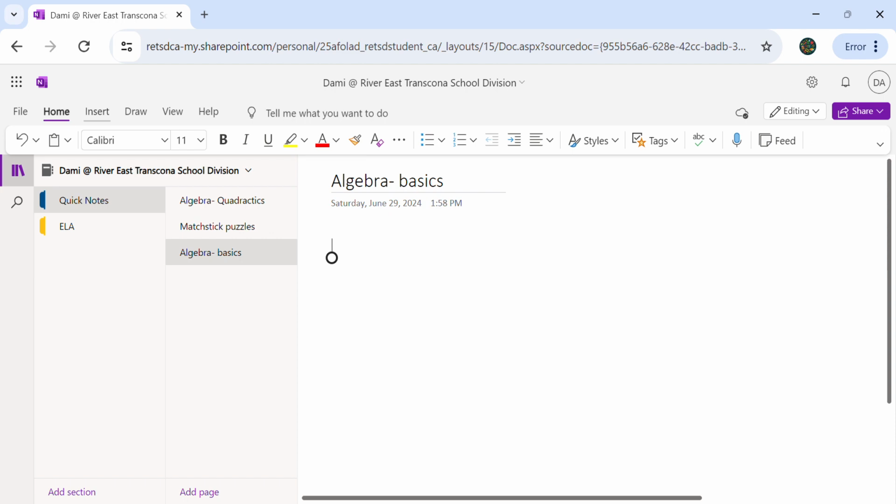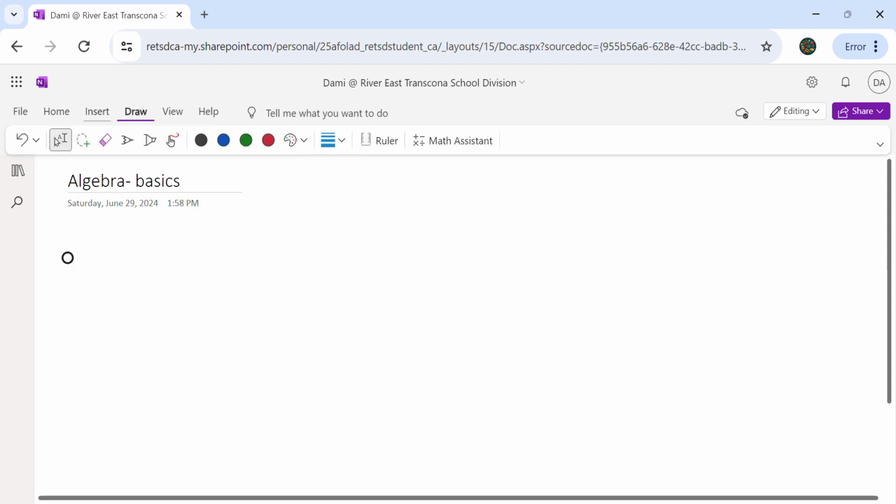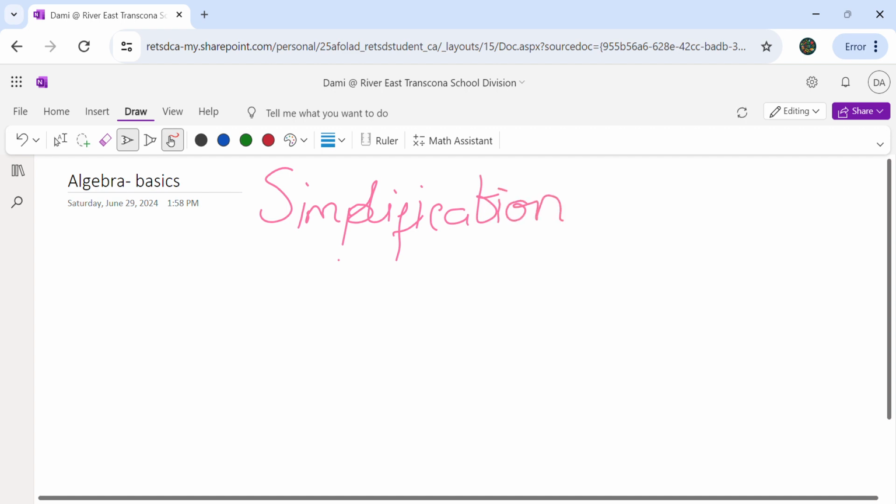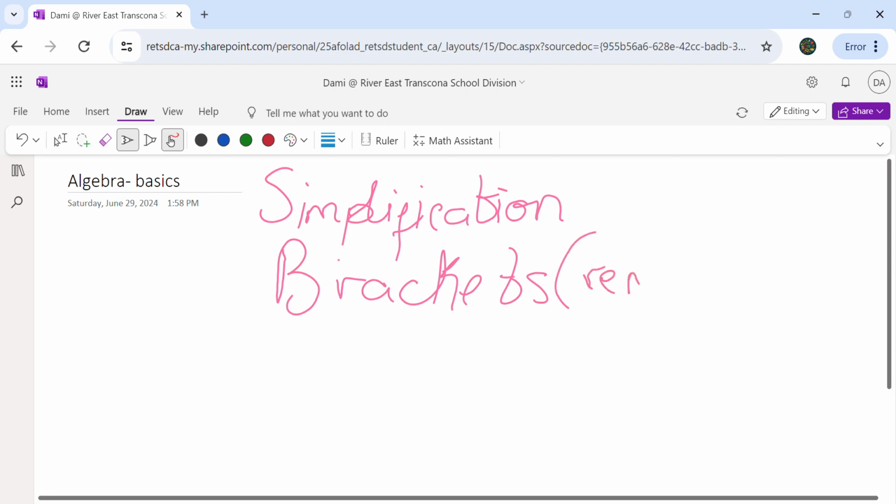But I'm back, and today we're going to be going into algebra. We're going to be looking at the basics. We're going to be looking at simplification. Don't mind my handwriting. We might talk about use of letters, but we are going to talk about brackets. We are going to remove the brackets.